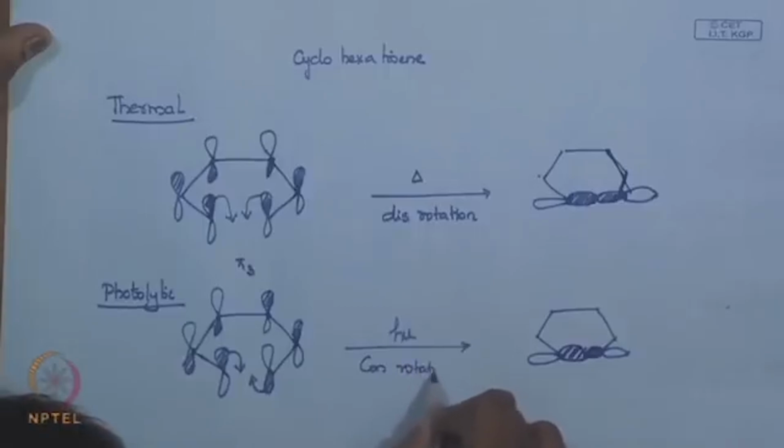Again, if you just remember what happened in your 4n system, it was opposite to this. So, in the 4n system, if you heat it, you end up with a con rotation. Then if you shine light, you end up with a dis, but once you go to 4n plus 2 systems, you just get the reverse of it. That means, when you heat it, you get a dis, and when you shine light, you get a con rotation. This whole thing was formulated by one of the great eminent scientists, Woodward Hoffman. You cannot forget. So, we will just get the Woodward Hoffman rule.